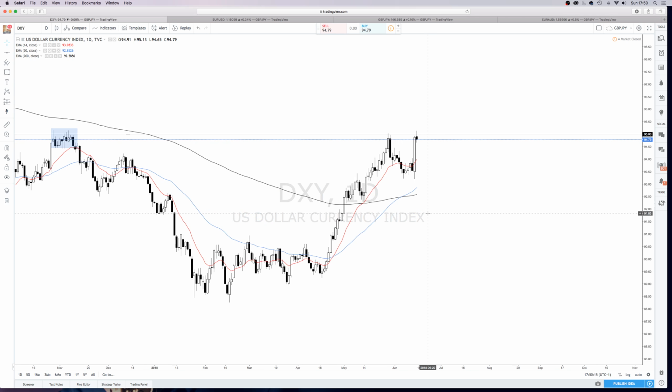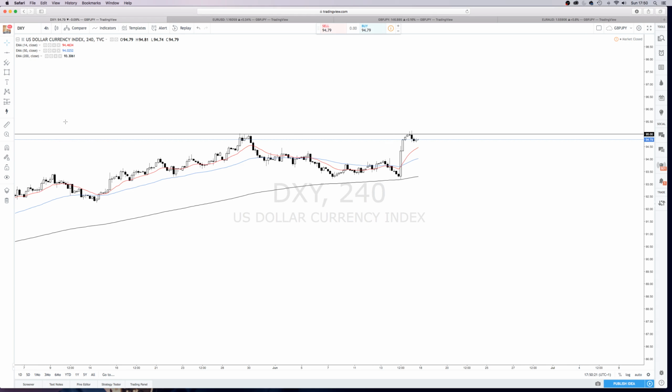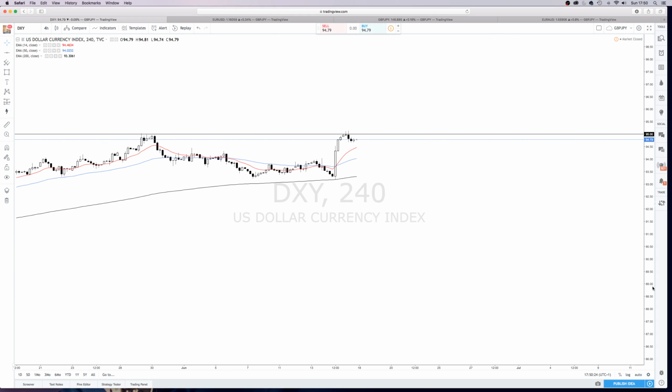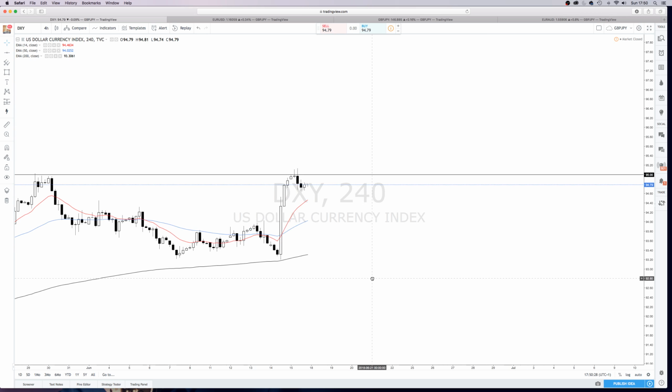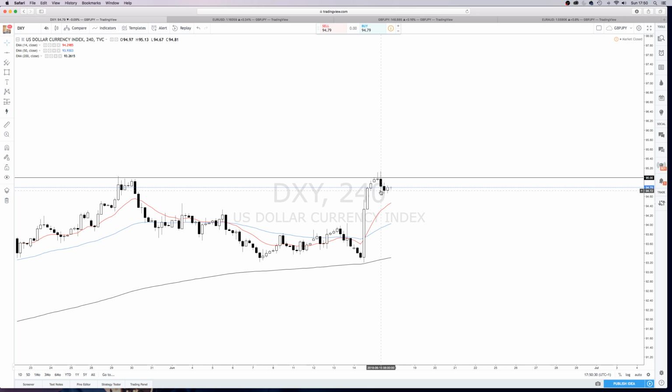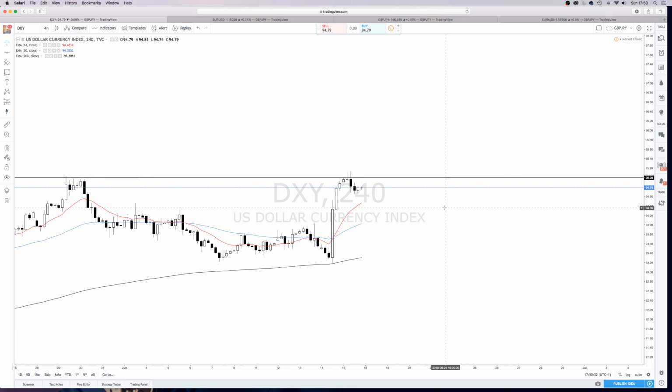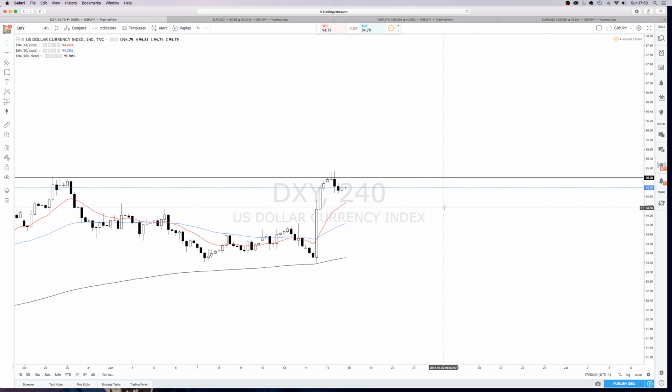So let's have a little look down onto the 4 hour and see if anything is potentially setting up. As we can see, we've got a strong impulse leg up, and price is starting to consolidate now. So for me, I might expect the price to push down to the 14 EMA before another attempt at breaking $95.